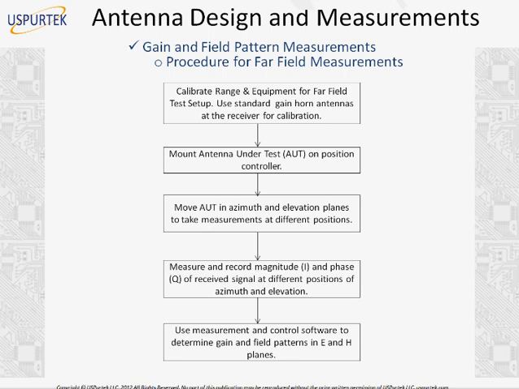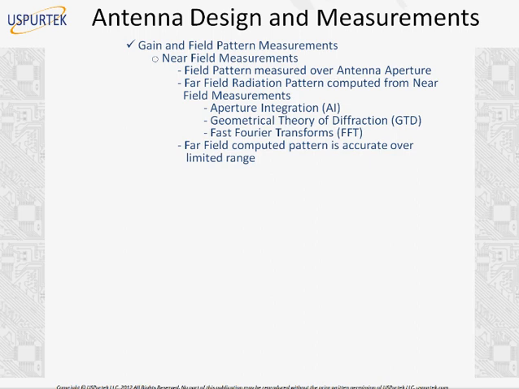Once we have done that, it provides a good reference. Then you replace your standard antenna with the antenna under test and do all the measurements by moving the AUT in azimuth and elevation planes, and you measure and record the magnitude and phase of the received signal at different positions of azimuth and elevation. And then, of course, you don't have to calculate anything manually. Now you have measurement and control software that will do it for you. It will take in the measurements and build a field pattern for you. Okay, let's move on to the next slide.